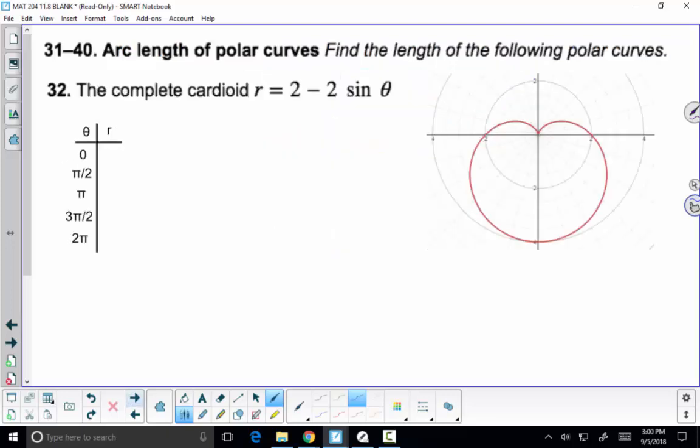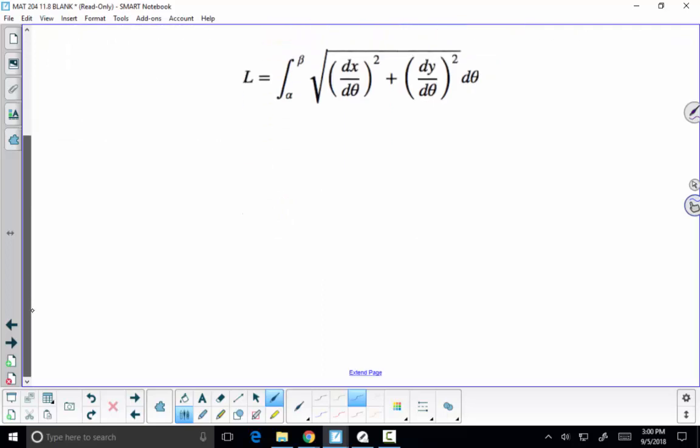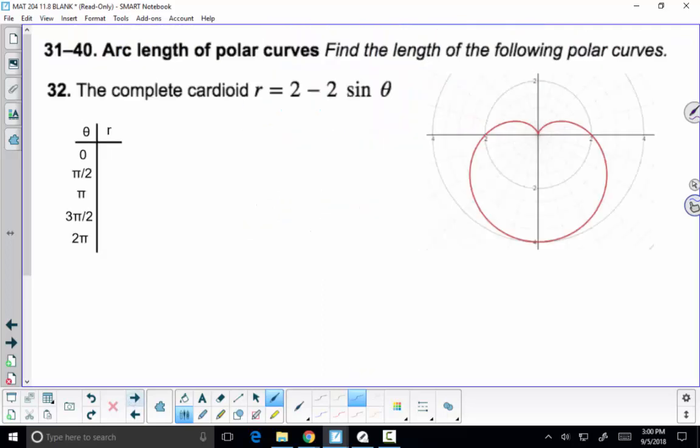So we can do it. We'll see what happens. Let's see. Did I have one down at the bottom? No. All right, so let's take a look at this cardioid. Some of the graphs that you should be familiar with are circles, lines, and cardioids.